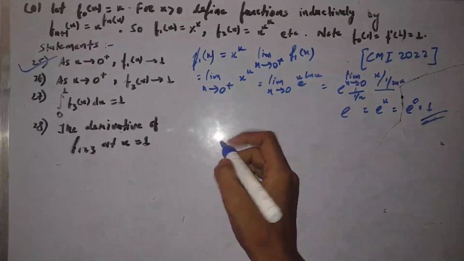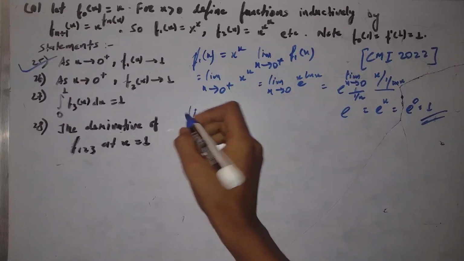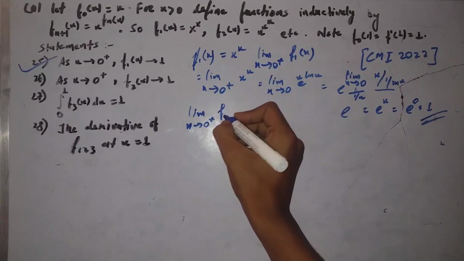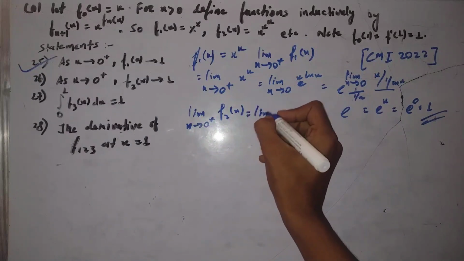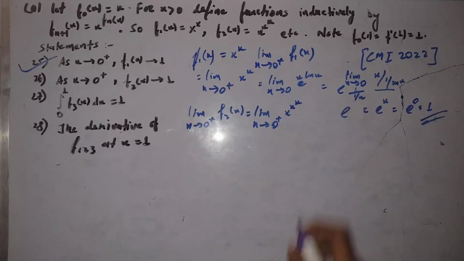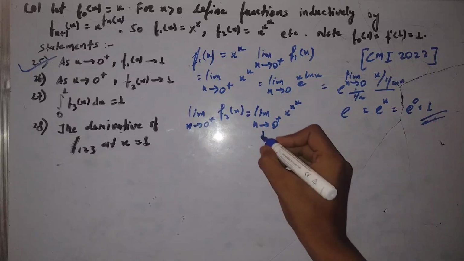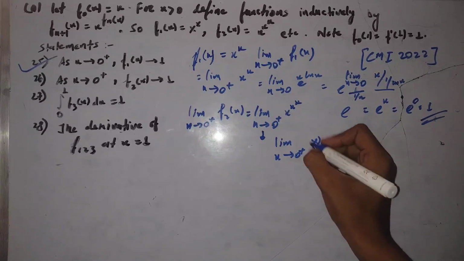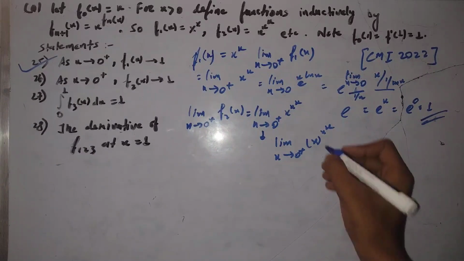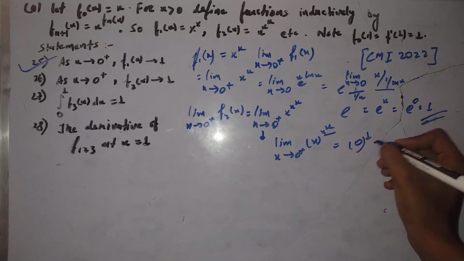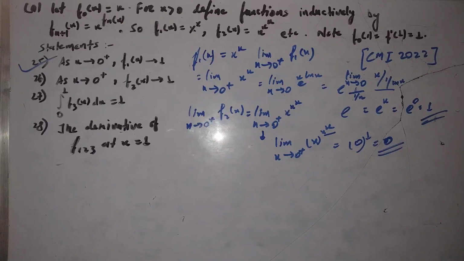So statement 26 is the limit as x tends to 0 plus of f2(x), which equals the limit as x tends to 0 plus of x to the power x. Now at 0 plus, the exponent goes to 1, so this is actually 0 to the power 1, that is 0. So you can see the second statement is false.